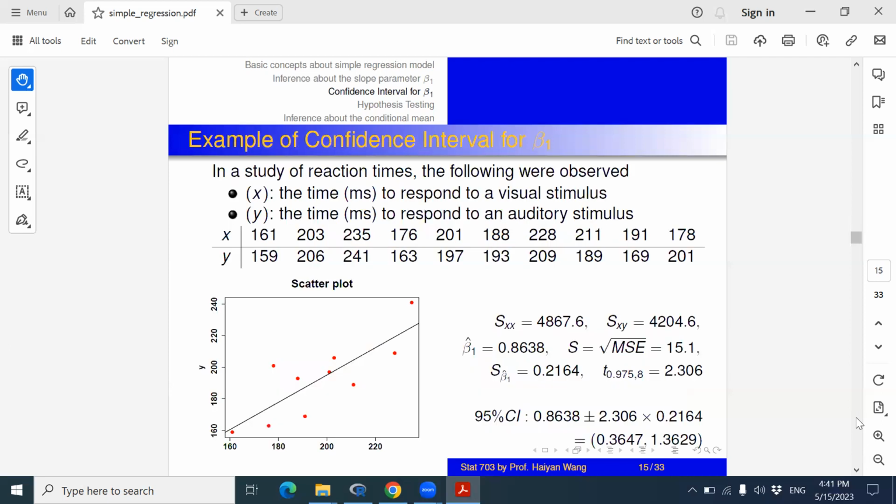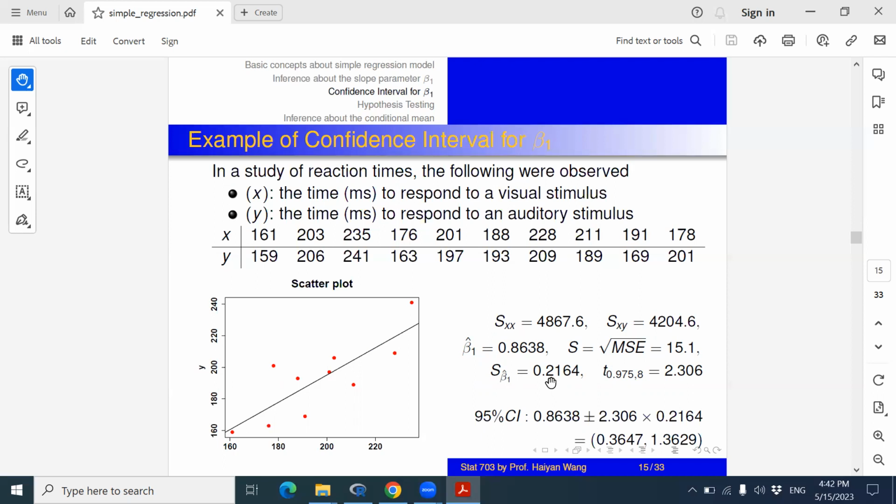Here's an example. Suppose the independent variable x is the time to respond to a visual stimulus, and y is the time to respond to an auditory stimulus. So we have visual and audio stimulus. We would like to see the relationship between x and y. For this simple data set, the quantities like Sxx and Sxy are given to the right, and beta 1 hat is simply the ratio of Sxy over Sxx. And then the mean square error is also given here.